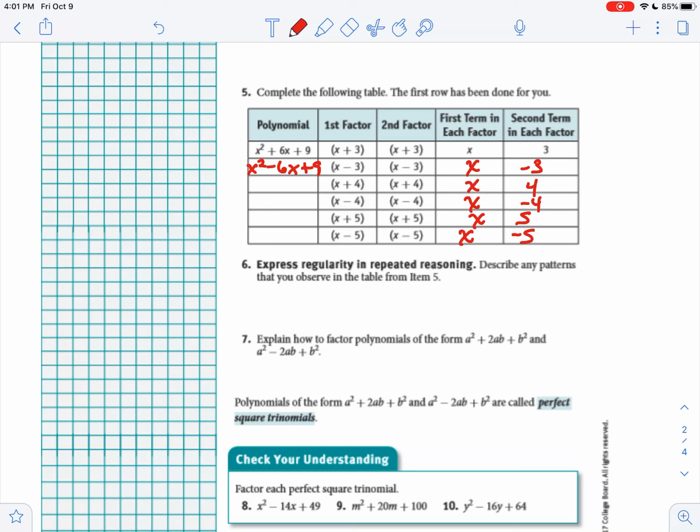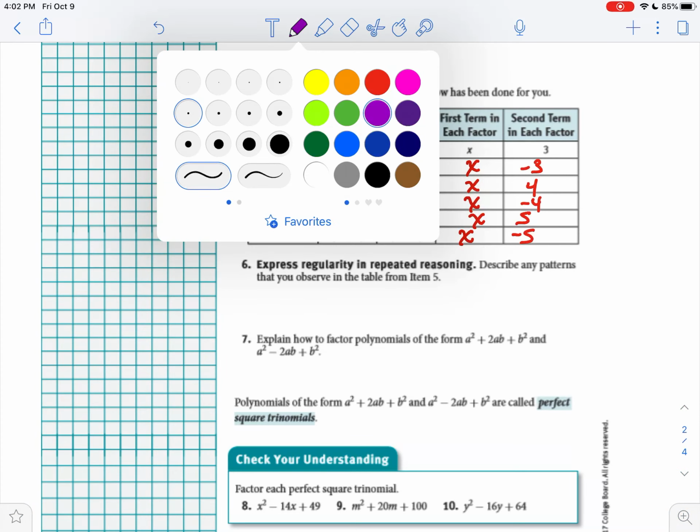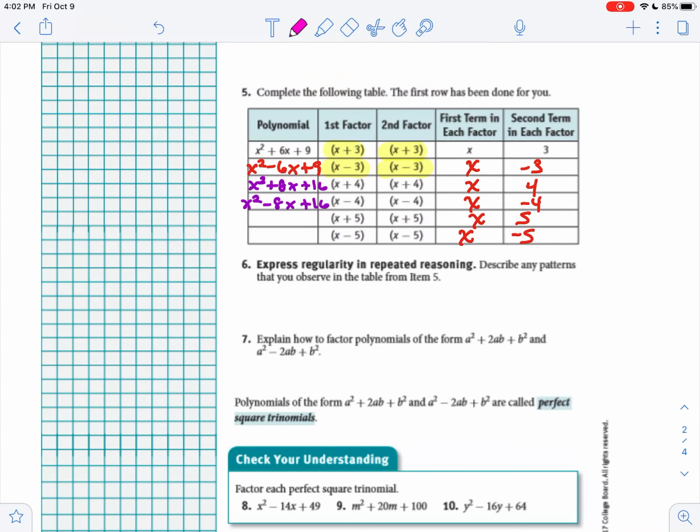Okay, so when we look at x plus 3 times x plus 3 versus x minus 3 times x minus 3, their trinomials are very close. Let's look at that same concept here, but let's use the x plus 4s this time. So x plus 4 times x plus 4 we know is x squared plus 8x plus 16, because 4x and 4x is 8x. Well, if those two factors had negative 4s, then it would just change to x squared minus 8x plus 16. Same with the x plus 5s.